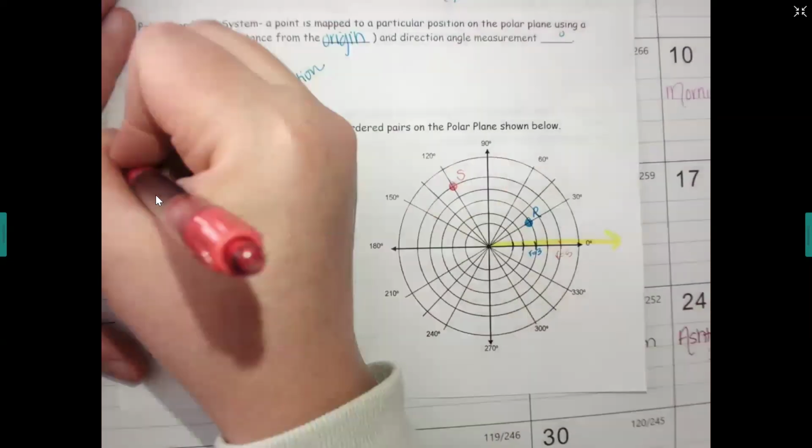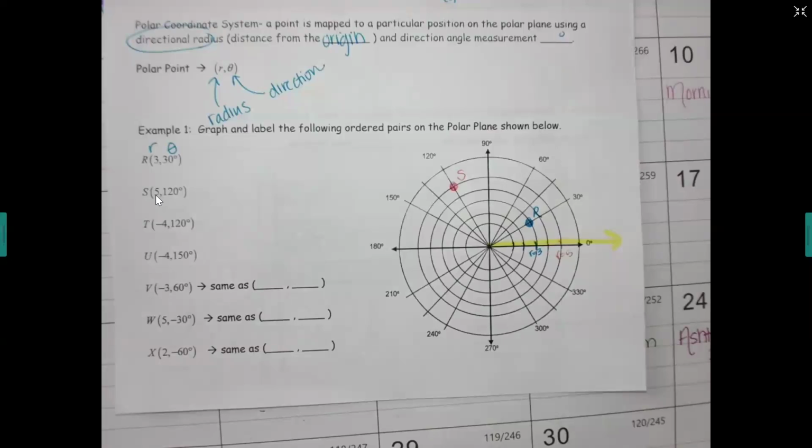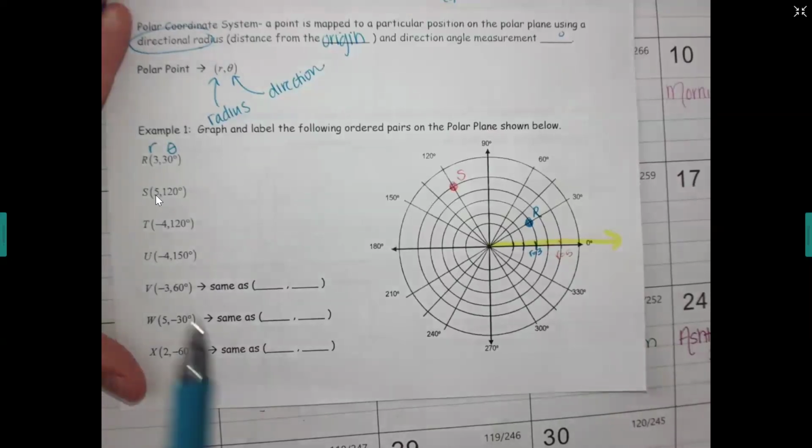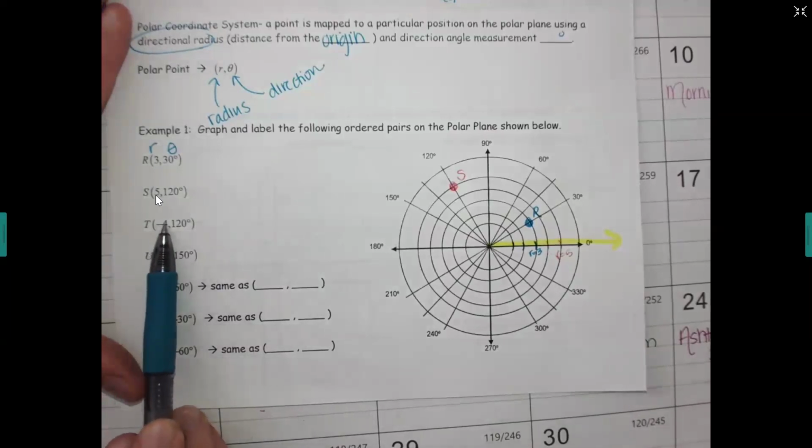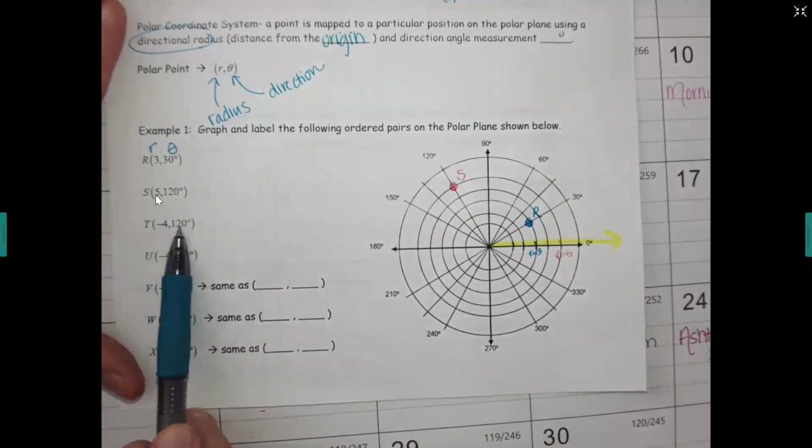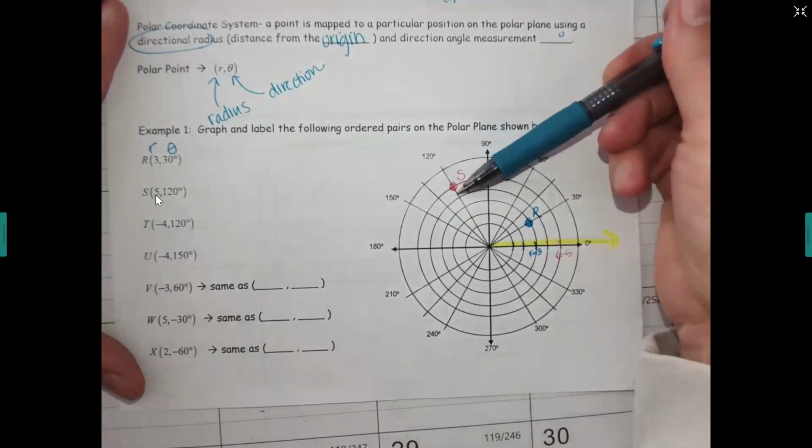All right, so we've done the first two. Let's go on to the next one. So I want -4, 120. So if I have a negative radius, okay, essentially what's going to happen is you're still going to go to the degrees that you want. So like 120 is still here.